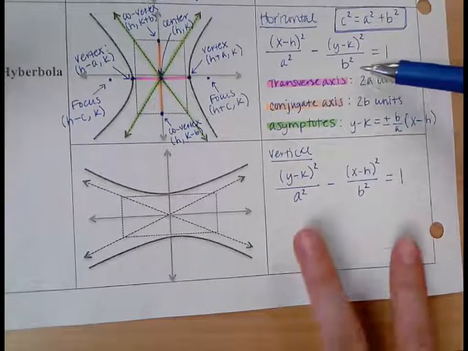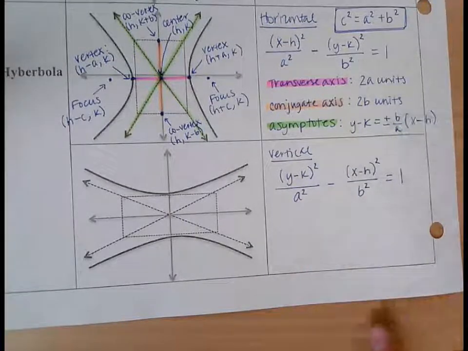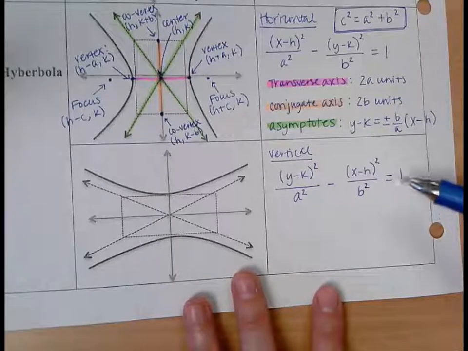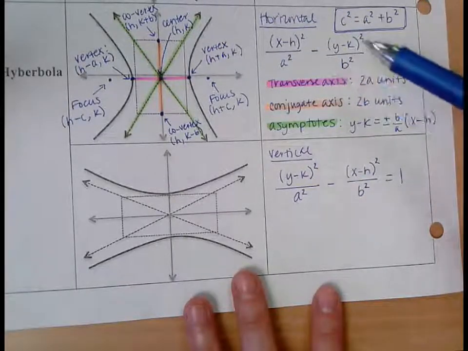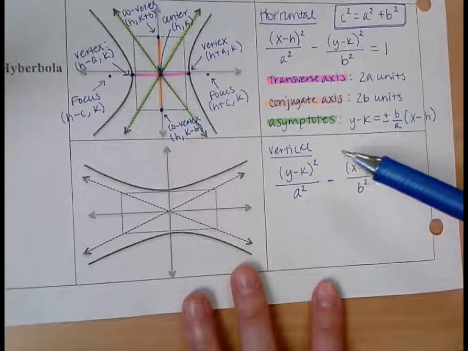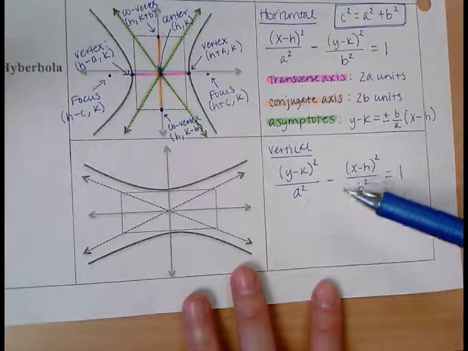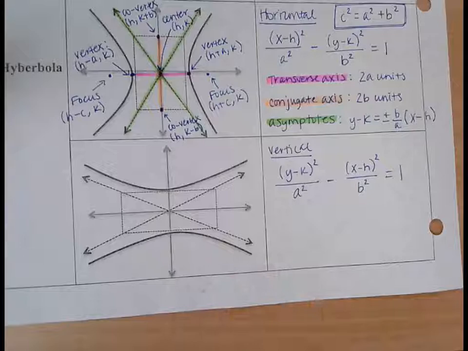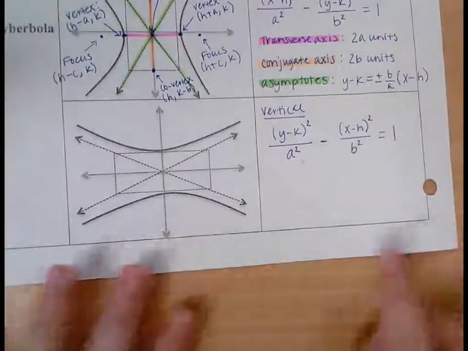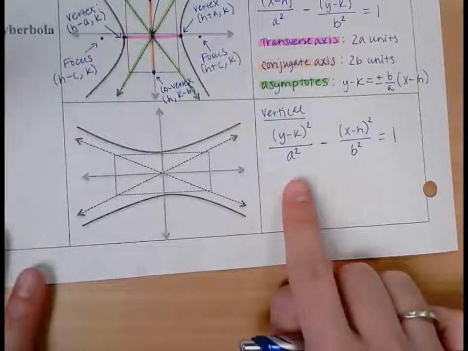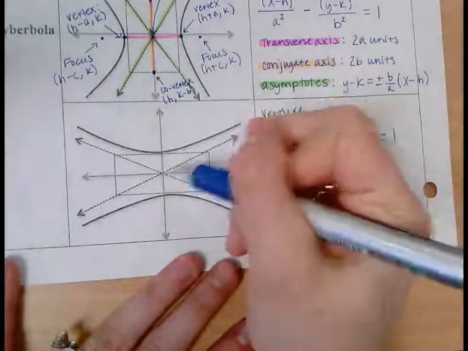So the a squared and the b squared have switched, but what you need to notice is if it's horizontal, the term with y is being subtracted. If it's vertical, the term with x is being subtracted. That's the main tell as to which standard form you have. Okay, and then we'll start out again labeling the center.